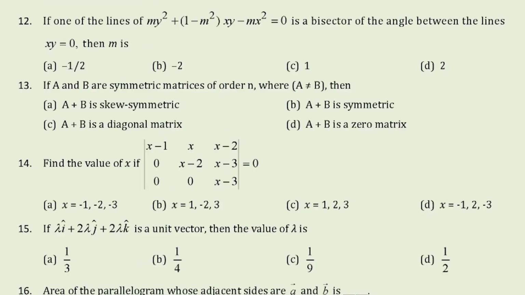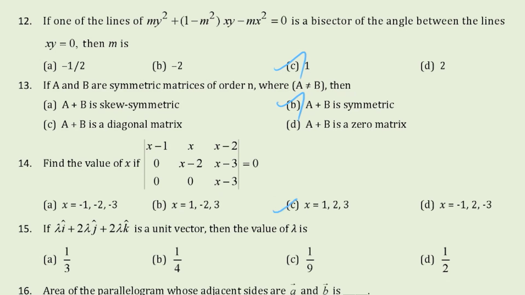Next, if one of the lines of m square plus 1 minus m square into xy minus mx square equal to 0 is the bisector of an angle between the lines xy equal to 0, then m is. Answer is option C. Next, if A and B are symmetric matrices of order n, where A not equal to B, then answer is option B. Next, find the value of x if determinant x minus 1, x minus 2, 0, x minus 2, x minus 3, 0, 0, x minus 3 equal to 0.